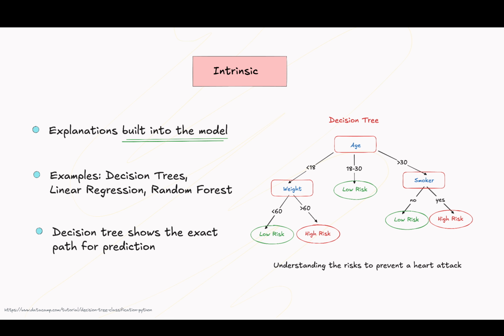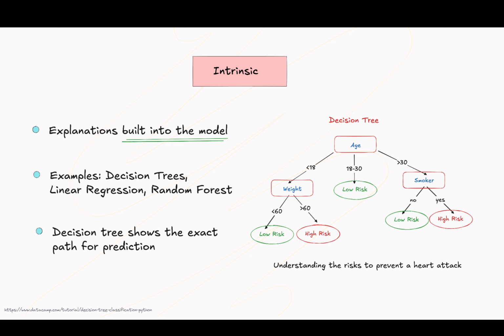So let's start with intrinsic models. These are basically models where explanations are built directly into their design. Take decision trees, for example, right? They are inherently interpretable because you can see the entire path the model takes to make a specific prediction. In this case, the model uses features like age, weight, and smoking status to determine whether someone is at high or low risk for a heart attack.